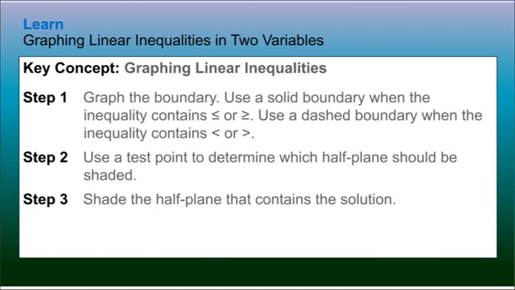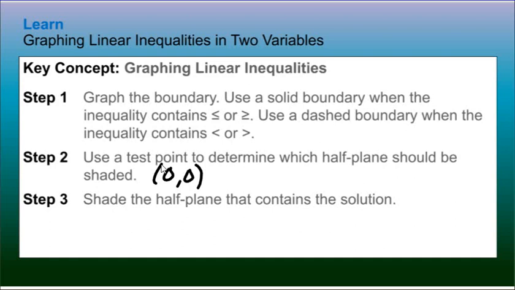So how do we graph these? Step one, graph the boundary. Use a solid boundary when the inequality contains less than or equal to or greater than or equal to. Use a dashed boundary line when it contains less than or greater than. Then you're going to use a test point to determine which half plane should be shaded. A good test point is 0, 0, the origin. The one time you would not use the origin is if the line goes through the origin, but 0, 0 is the easiest point.